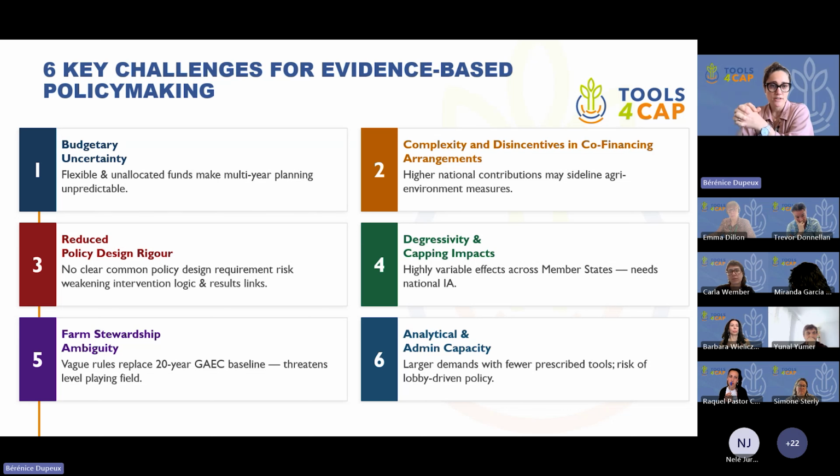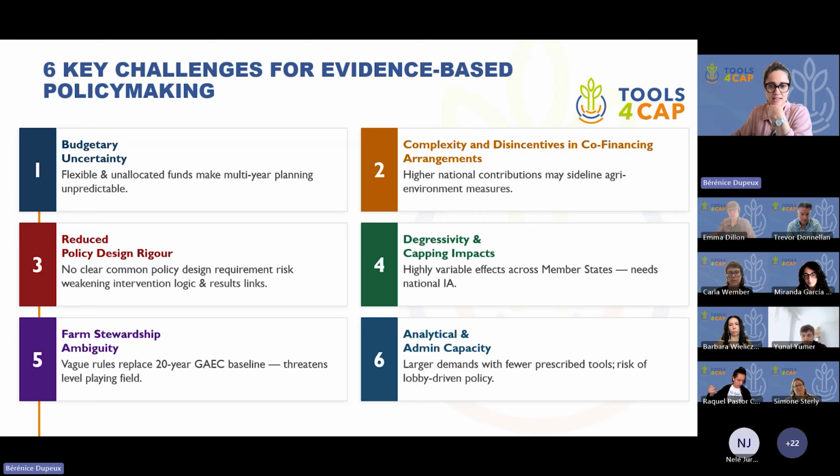The second challenge is the fact that there is this dimension of co-financing arrangement that may make some interventions less attractive for certain member states, and then may play in the design process. Although those interventions can potentially be more impactful.